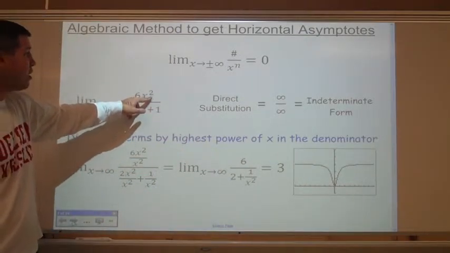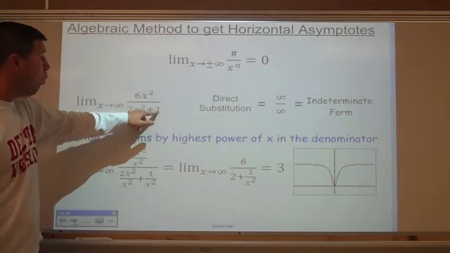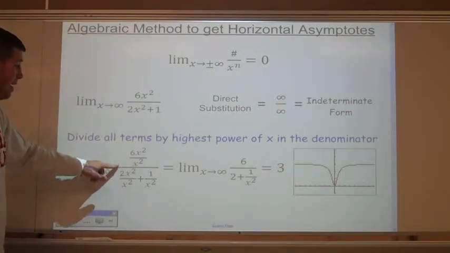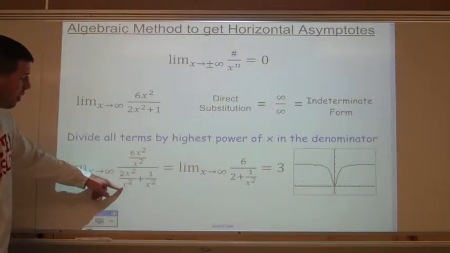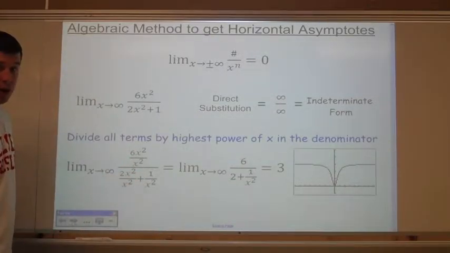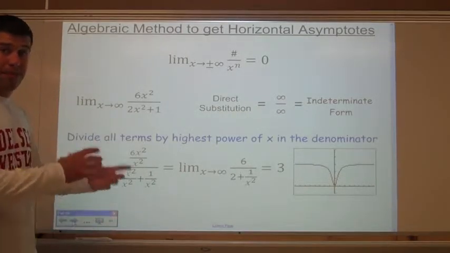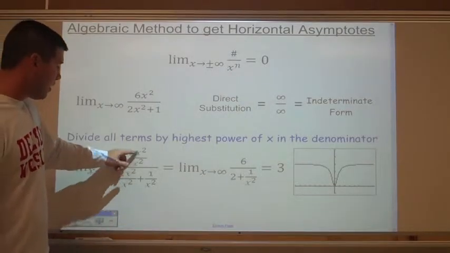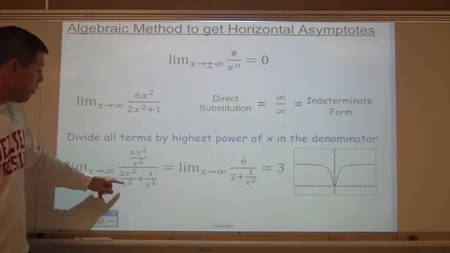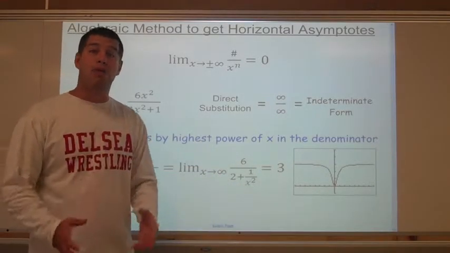So we take 6x squared, divide by x squared. 2x squared, divide by x squared. 1, divide by x squared. And you see that here. The limit as x approaches infinity of 6x squared over x squared, over 2x squared over x squared, plus 1 over x squared. Then you simplify algebraically, just like back in chapter 1. Simplify, then reevaluate at that value. So 6x squared over x squared goes to 6, 2x squared over x squared goes to 2, 1 over x squared stays. Now we reapply the limit.